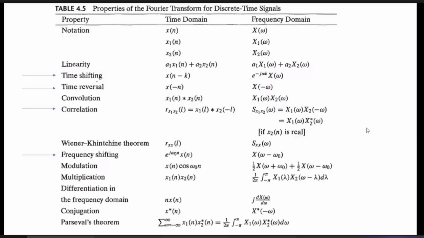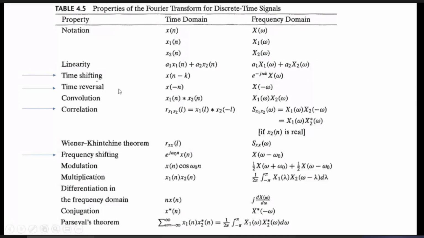So we are discussing discrete time Fourier transform. Some properties you can see in the slide. If you shift the time domain signal x of n by k amount, in frequency domain it is multiplied by e to the power minus j omega k with X of omega, that is the Fourier transform of the original unshifted signal x of n.